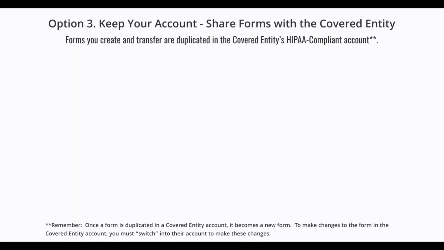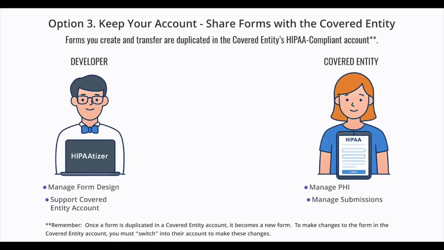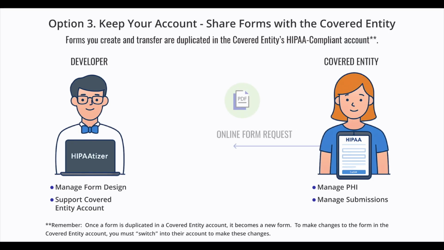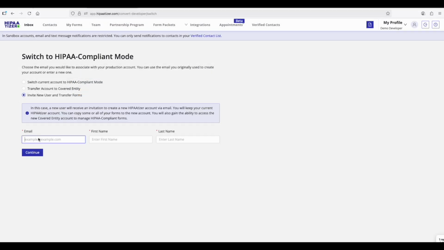The third option is to invite a covered entity, a new HIPAAtizer user, and transfer specific forms to them. You keep ownership of the account, but the forms you've created and transferred to the covered entity are duplicated in their new account. This option keeps you connected to the covered entity as a HIPAAtizer team member and allows you to continue making edits and supporting their forms in the future.